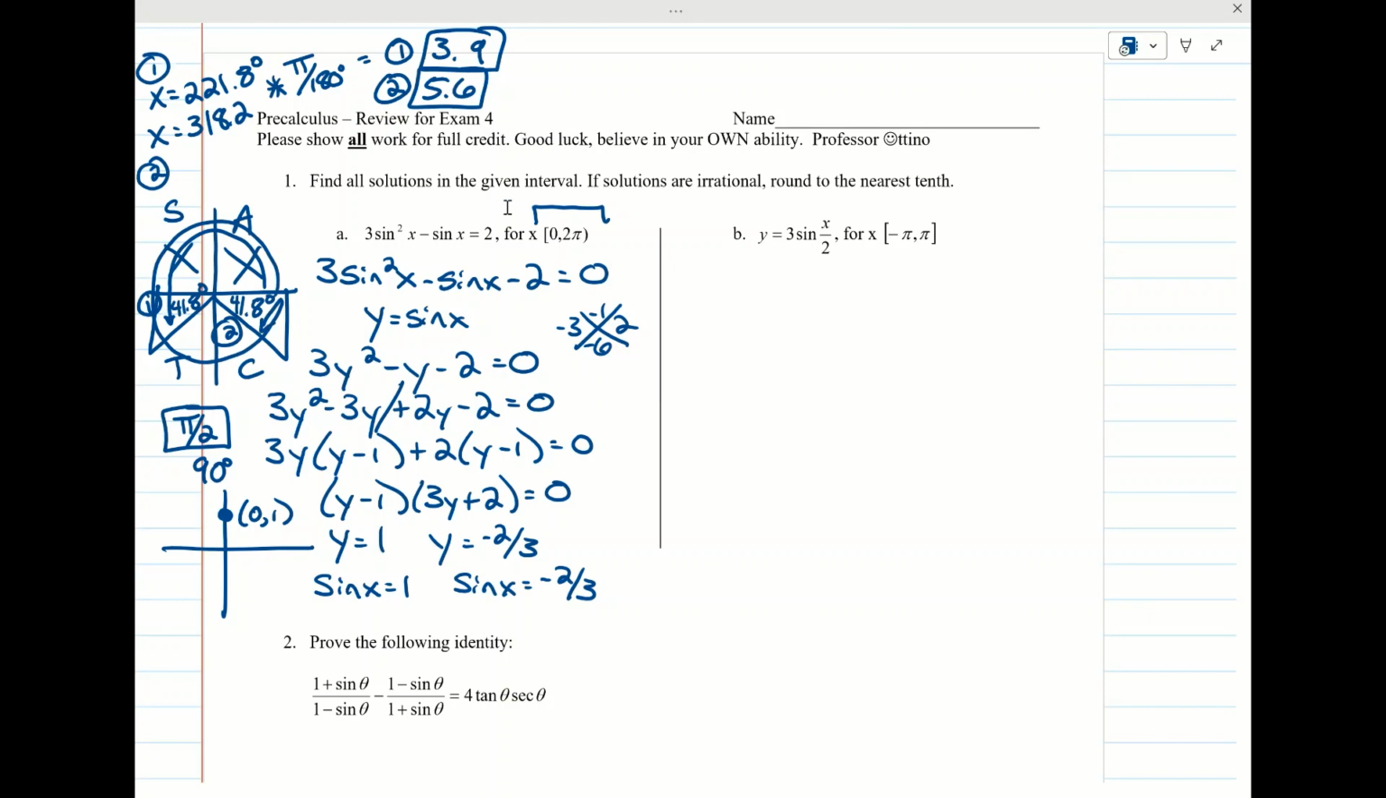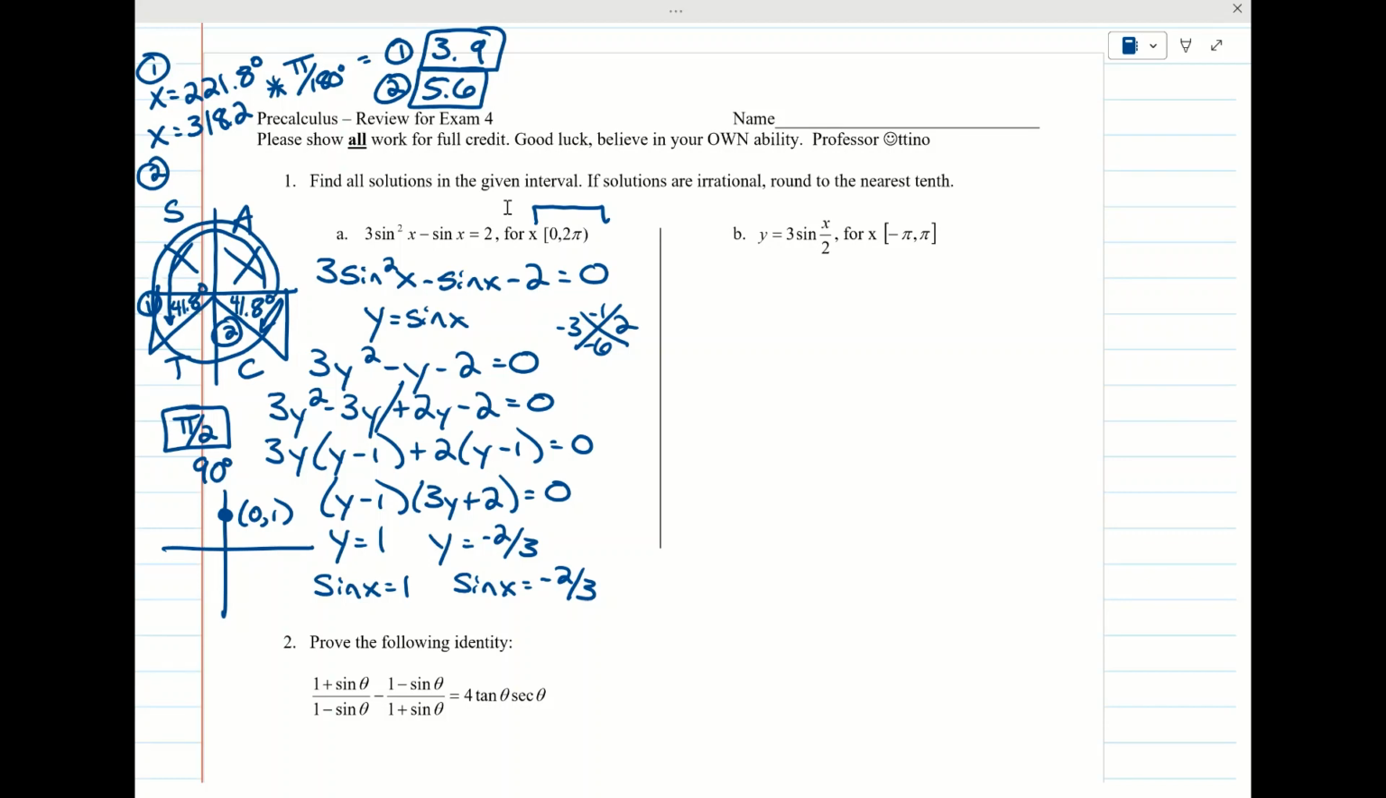So there are two answers for this one. So there's three answers. There's 90 degrees, which was pi over 2. So pi over 2 is one answer. And then 3.9 and then 5.6. I have it written out a little more neatly in the solutions for the review if it's hard to follow this, but it's pretty much the same work, just written a little smaller.